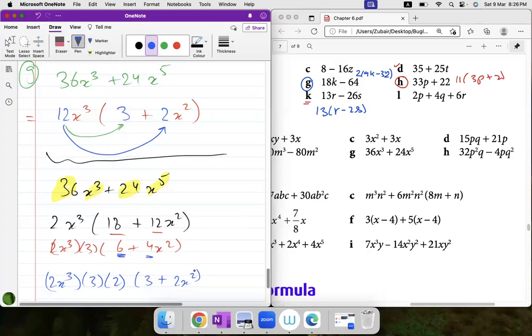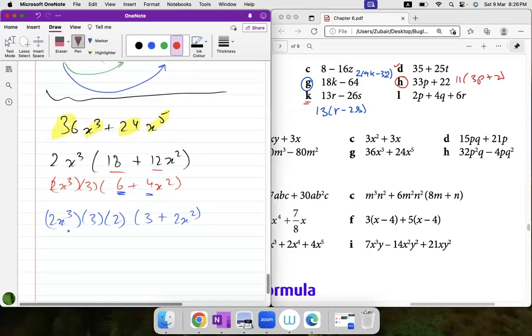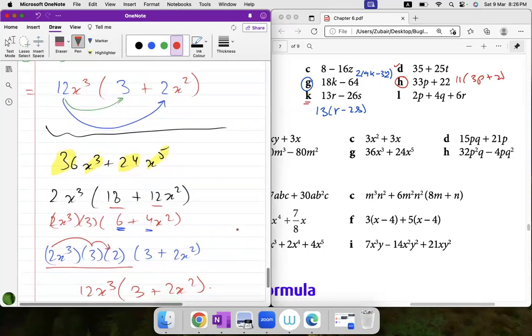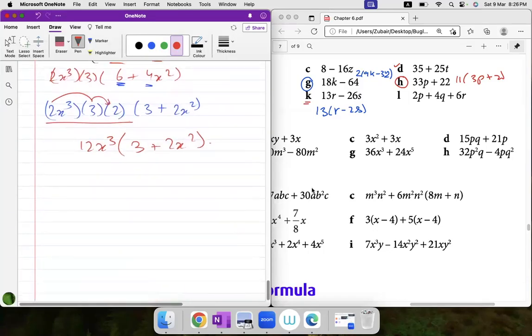Now I'll deal with these which are outside. So 2 3 times is 6, 6 2 times is 12. 12x cube, and inside the bracket I'm left with 3 plus 2x square. So no matter how you approach it, the final answer would be correct.